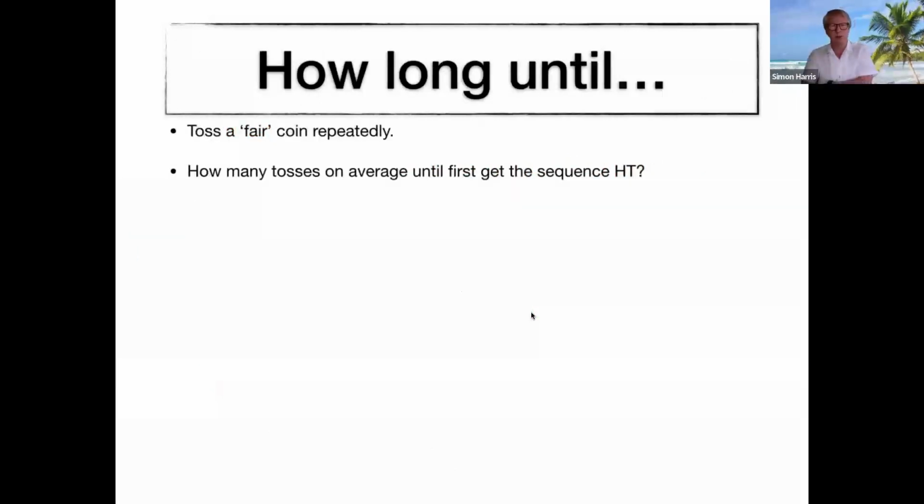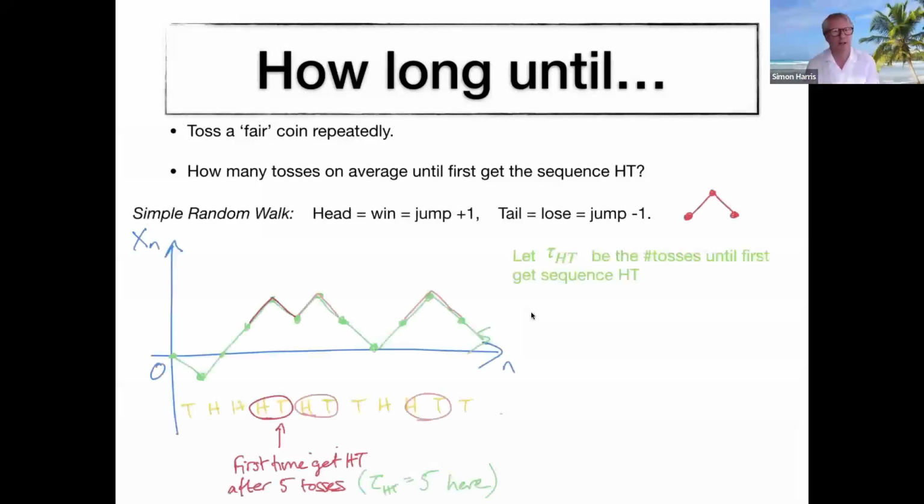So that's the simple random walk, which I'm going to talk a little bit about throughout the talk. So now let's think of a related question. Suppose we go back to a fair coin and we toss repeatedly, then we might ask, how many tosses on average does it take until you get the sequence head tail? Okay, so simple question. Again, you can muck around with this in class or in practice.